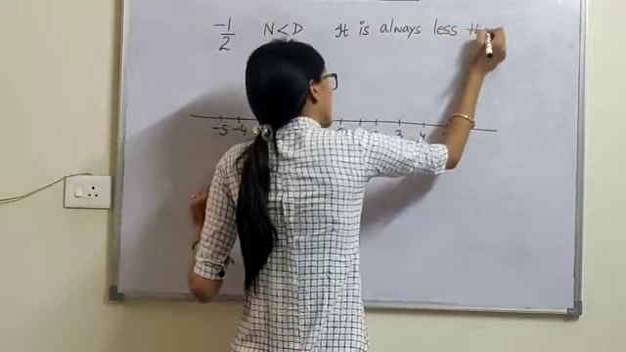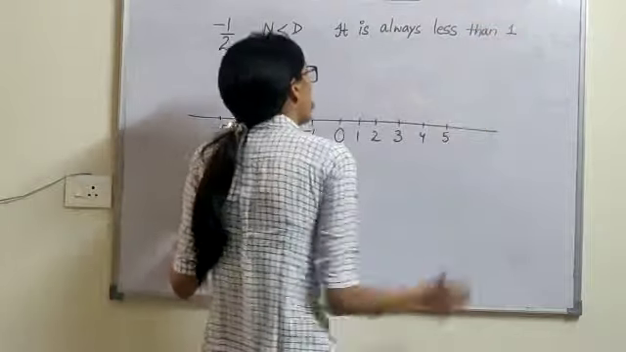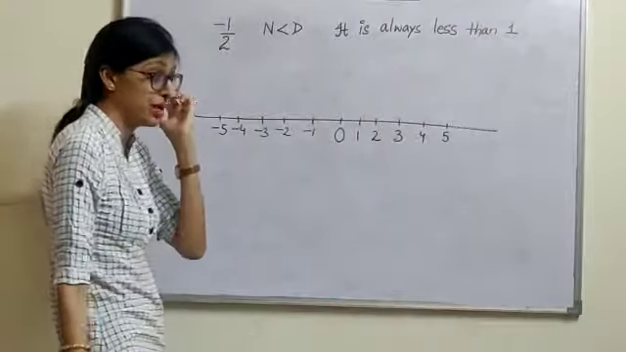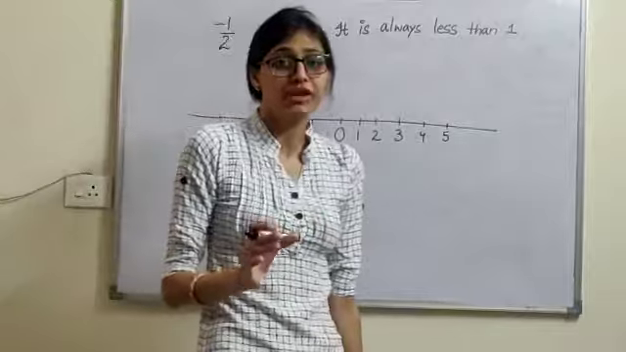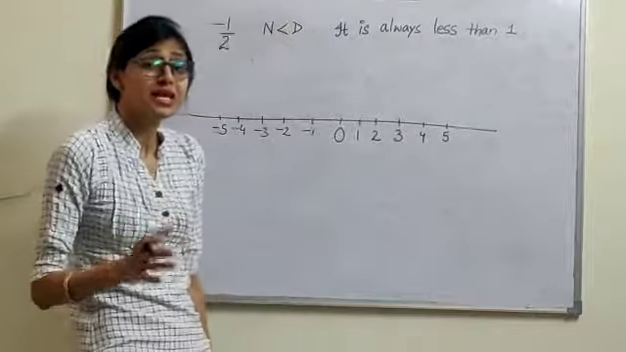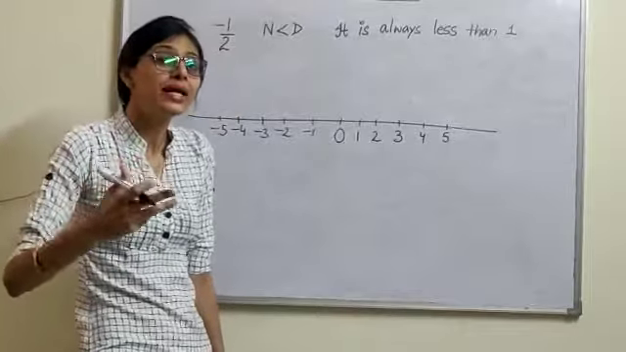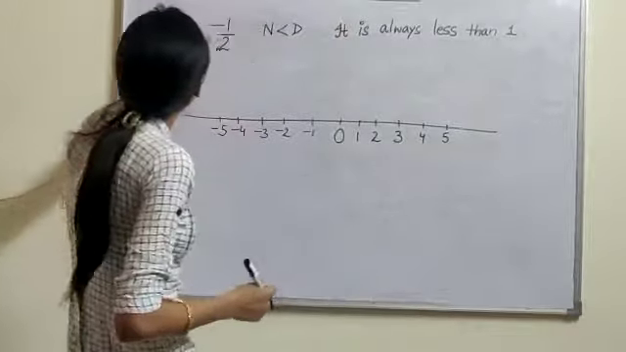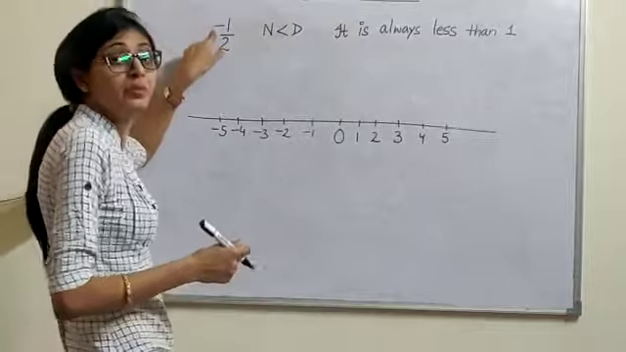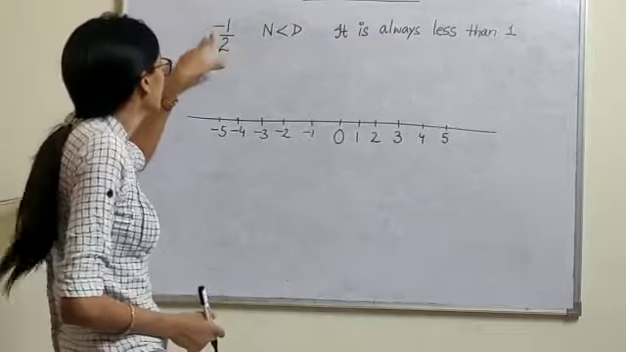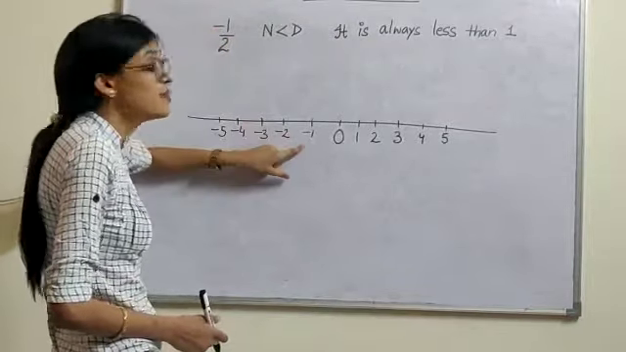Every proper fraction is always less than 1. You can check any proper fraction, it is always less than 1. If it is negative, then it is always less than minus 1. Okay, so here it is a negative proper fraction. So it is always less than minus 1.